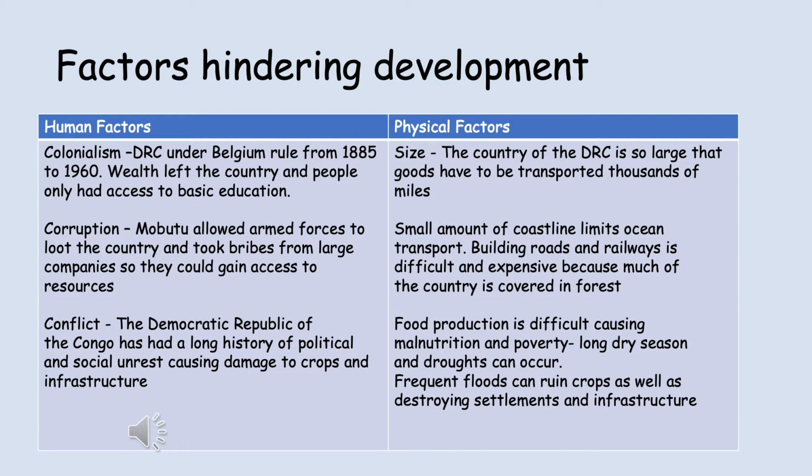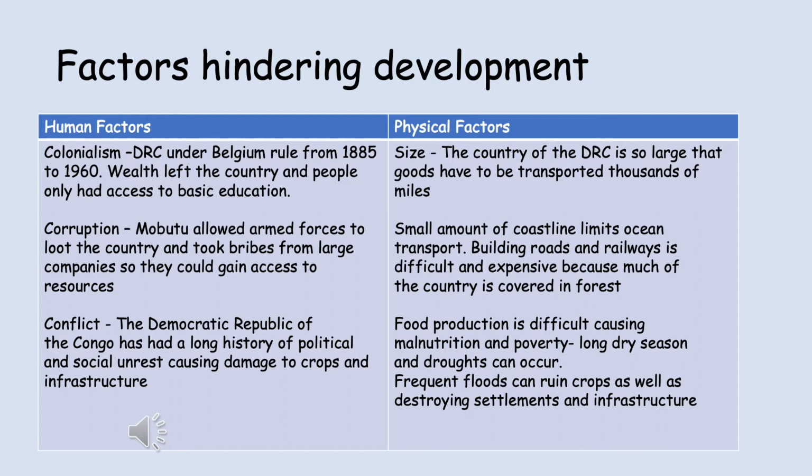In terms of human factors that have hindered development, if you look to the left-hand side of the table, we can see that colonialism is one. The DRC under Belgian rule from 1885 to 1960 hindered the country massively. Wealth left the country and people only had access to a very basic education under Belgian rule. Corruption. So Mobutu allowed armed forces to loot the country and also took bribes from large companies so that they could gain access to resources. And conflict as well. The DRC has a long history of political and social unrest, and this has caused damage to crops and infrastructure as well.